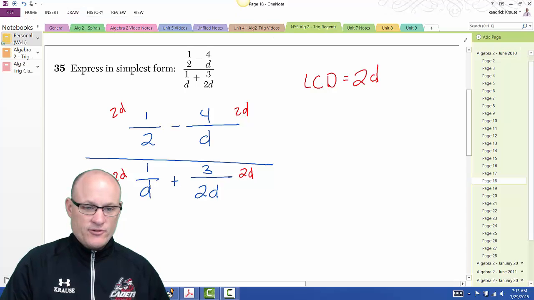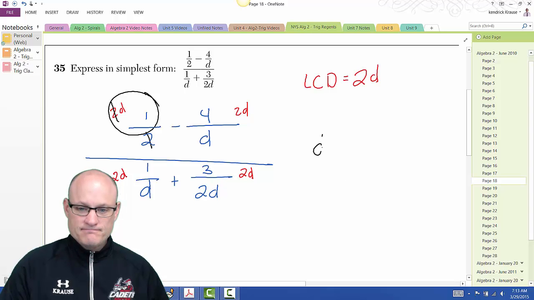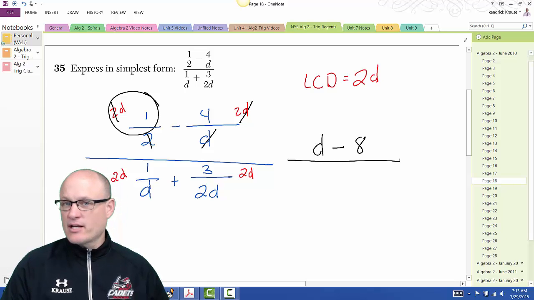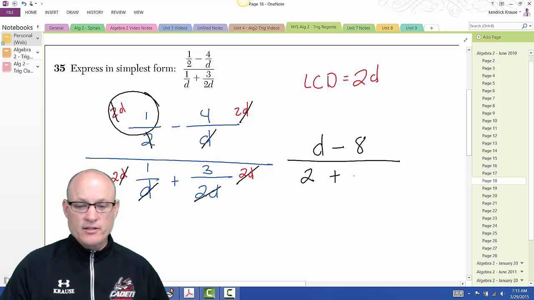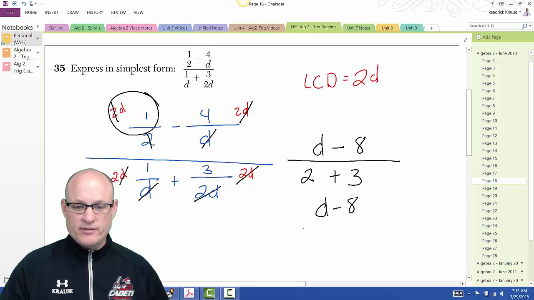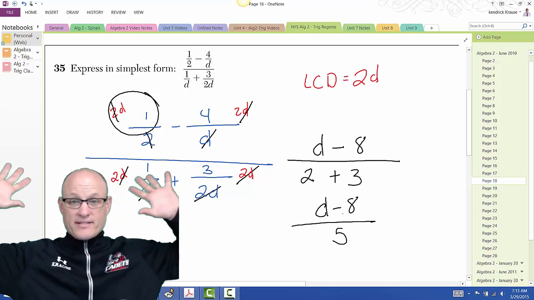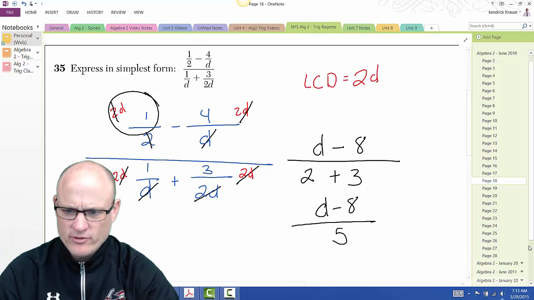So, this 2 cancels with this 2, and that leaves me d. Minus, this d cancels with this d, 8. That's a much nicer looking numerator. This d cancels with this d, and it leaves me 2. This 2d cancels with this 2d, and it leaves me 3. So my answer is d minus 8 over 5. That's it. It's over. Told you it was an easy question.